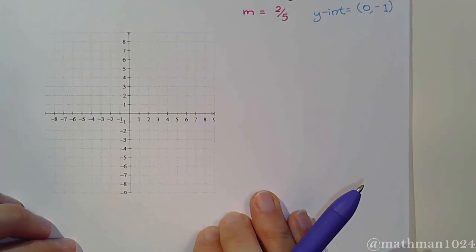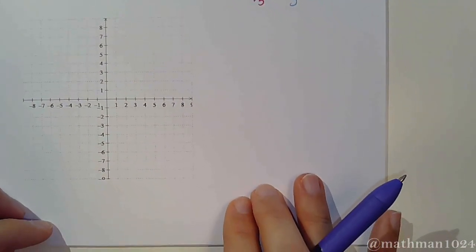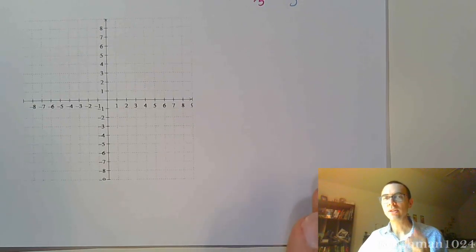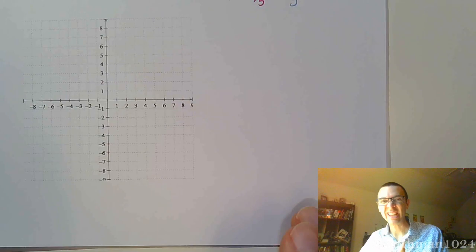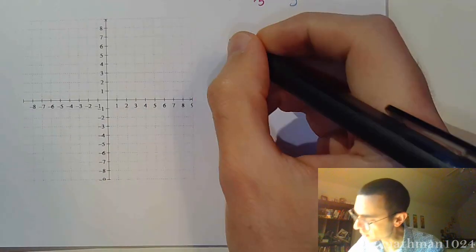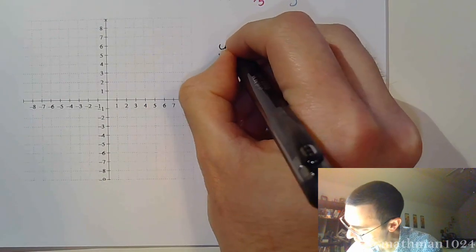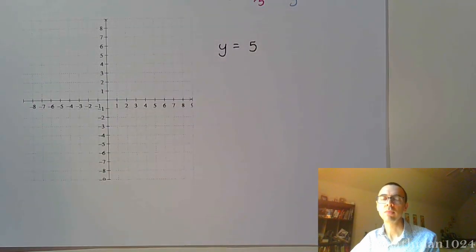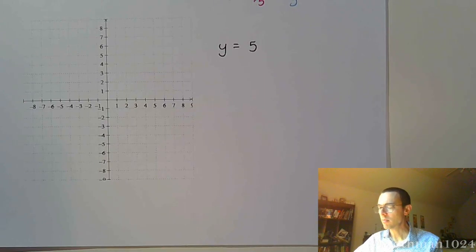Some other things that we can see when it comes to graphing linear equations. We talked about how in standard form you can't have both the x and the y coefficients be 0, but what if one of them were equal to 0? What if I have this and I say y equals 5. Now when I say y equals 5, you see there's no x term. So what does that mean?